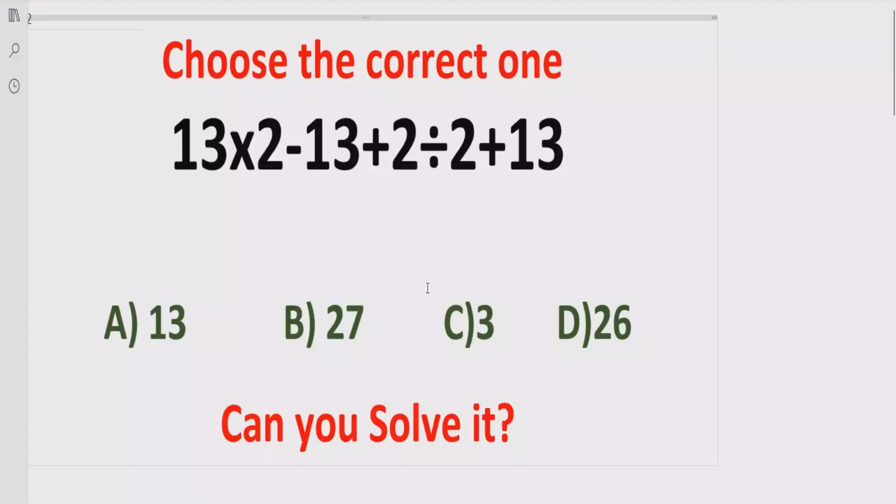Today we will solve another quiz which is related to arithmetic expression, and the quiz contains the basic operations plus, minus, multiplication and division. So we have to solve this quiz using PEMDAS and BODMAS method and find out the correct answer. In the answer list we have four answers: A is 13, B is 27, C is 3 and D is 26. So let's see after solving it which answer is correct.